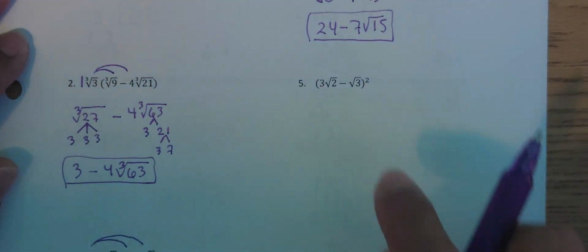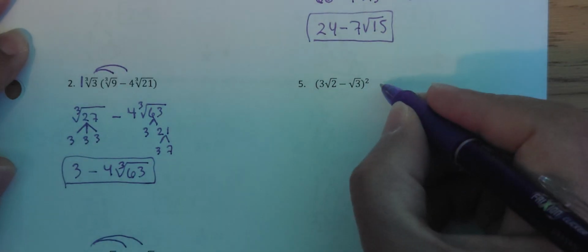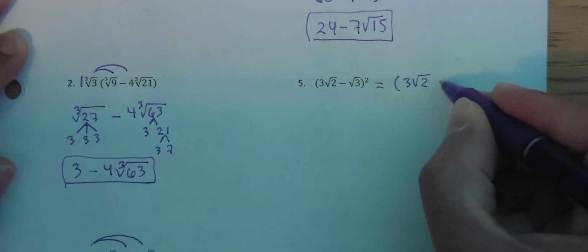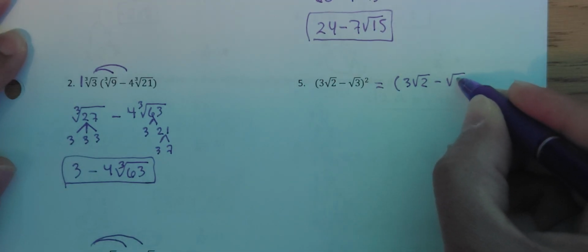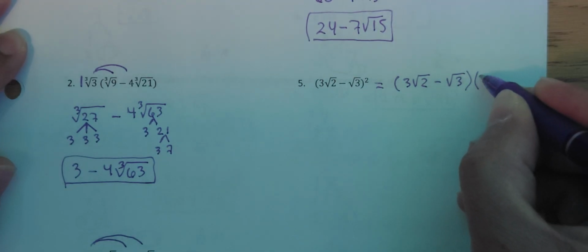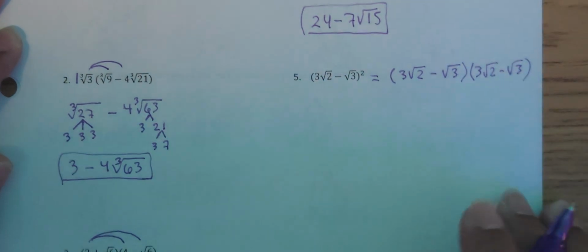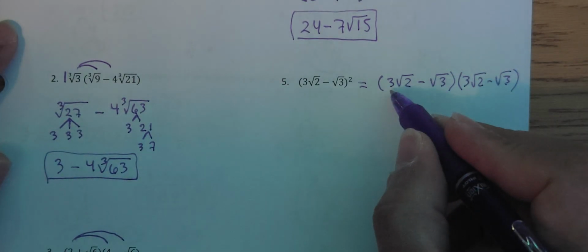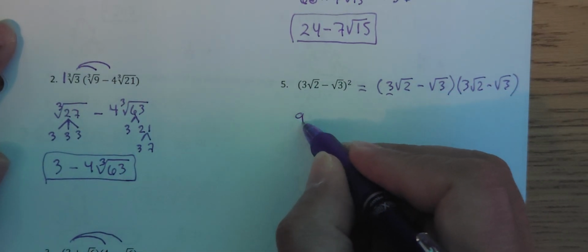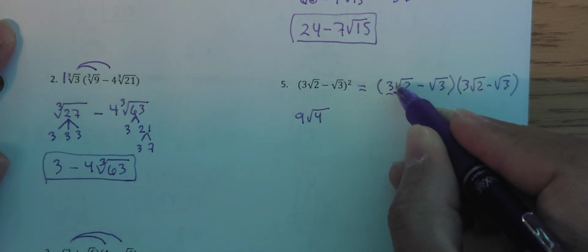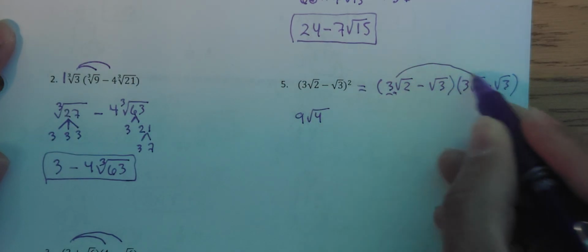Next example. Notice we have the square, so that means we have 2 of those binomials. So 3 square root of 2 minus square root of 3, that's 1. And the other is also another copy of this, so 3 square root of 2 minus the square root of 3. Now let's multiply. So 3 times 3, that's 9. Square root of 2 times square root of 2, that's square root of 4. So that's this times this, these 2 terms together.